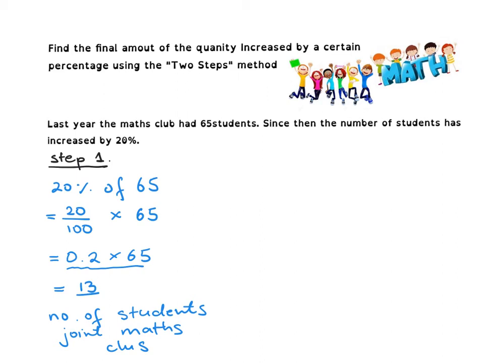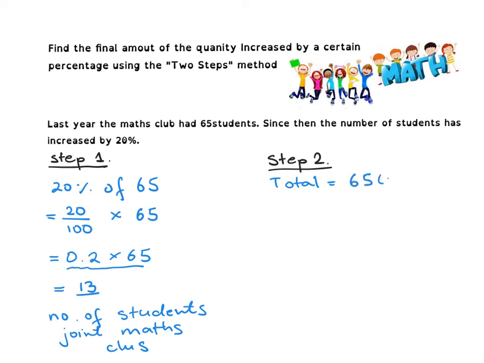Step two, let me just be consistent with colors. Step two is now finding the total number. So how are we going to find the total number? The total number of students is pretty much you apply this change to the original quantity. So the original quantity was 65.